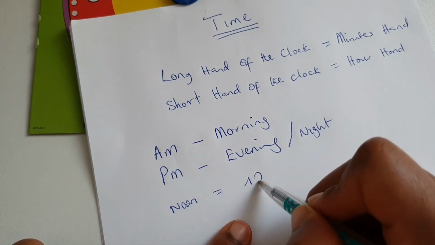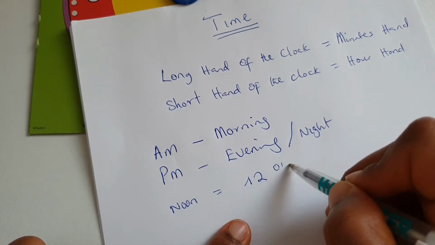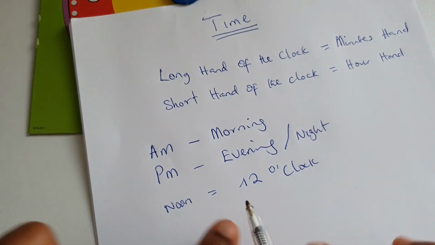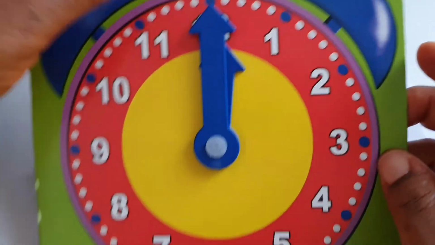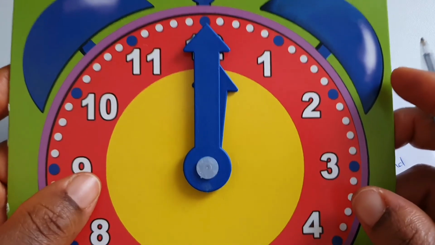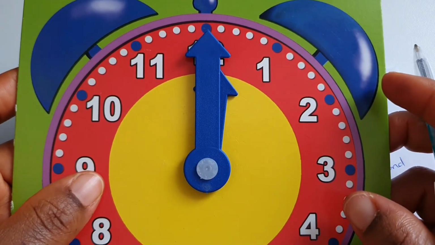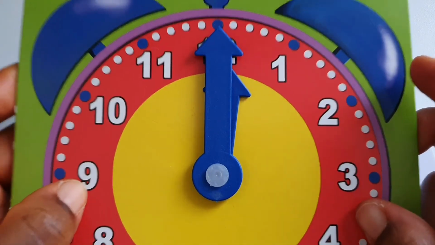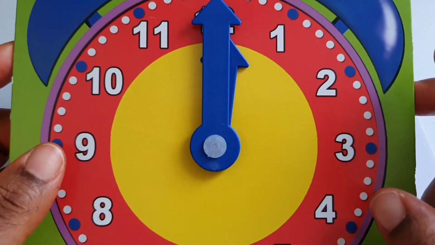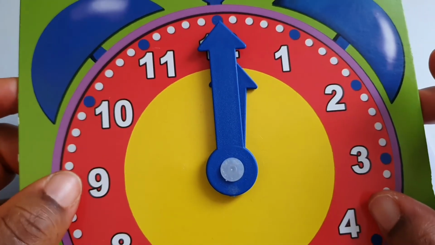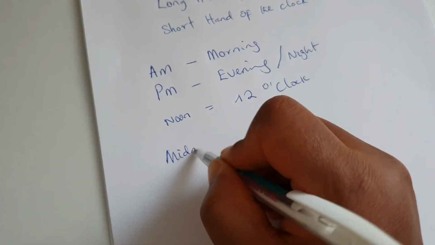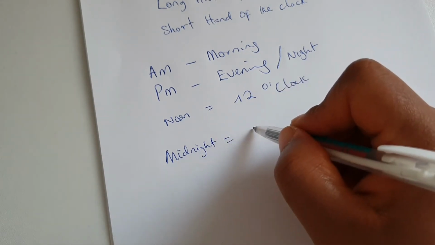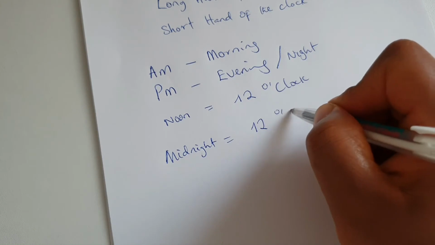Noon is 12 o'clock. Okay, it's noon, where you have both the long hand and the short hand. Then it's 12 o'clock. We have 12 o'clock midnight, in the middle of the night, and we have 12 o'clock noonday. So let's start from 12 o'clock midnight. Here we have 12 midnight. Okay, noon, we have noon, and midnight is also 12 o'clock.